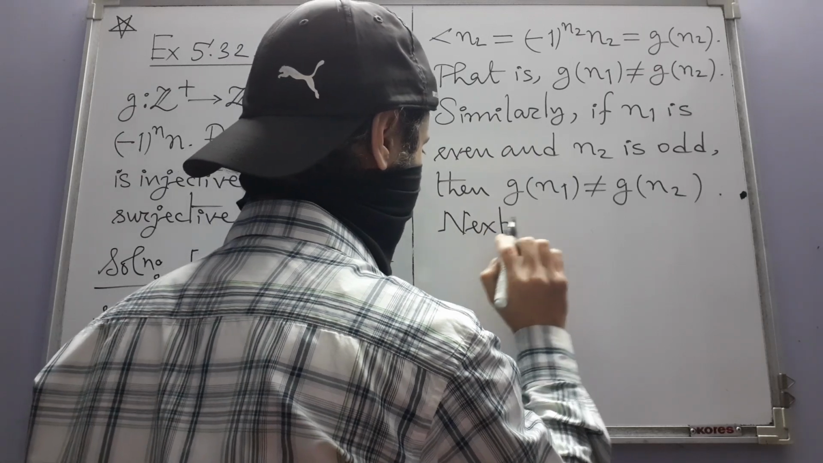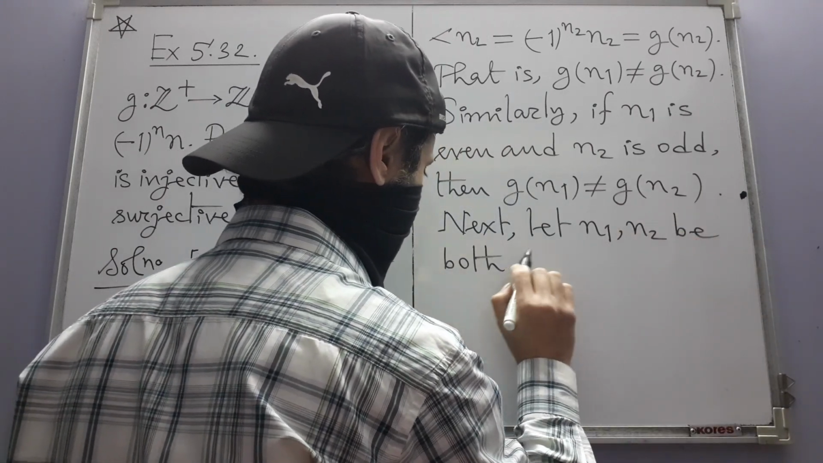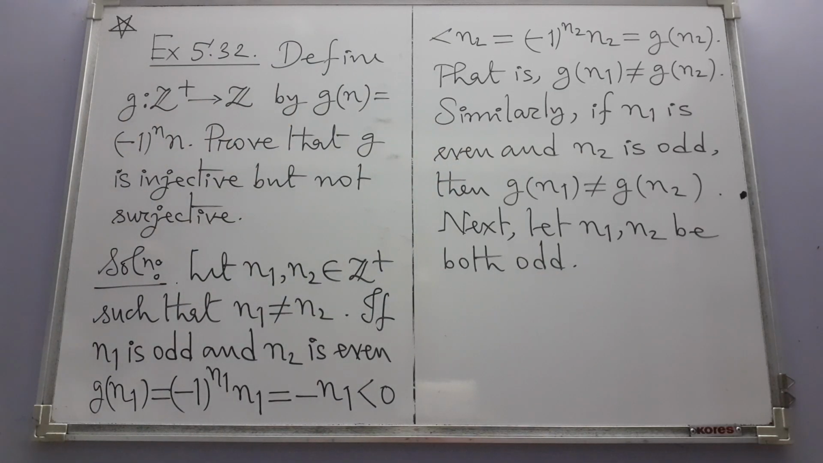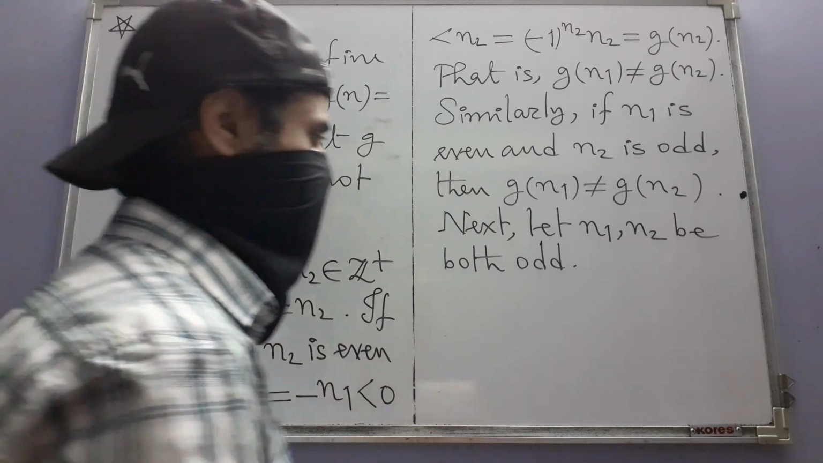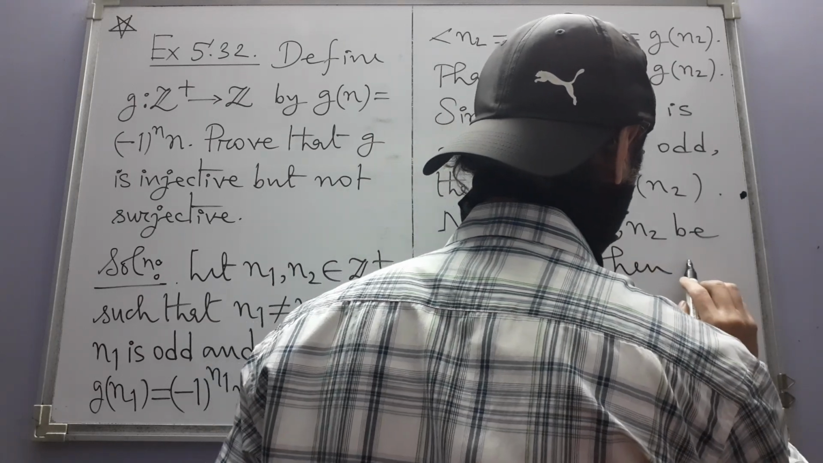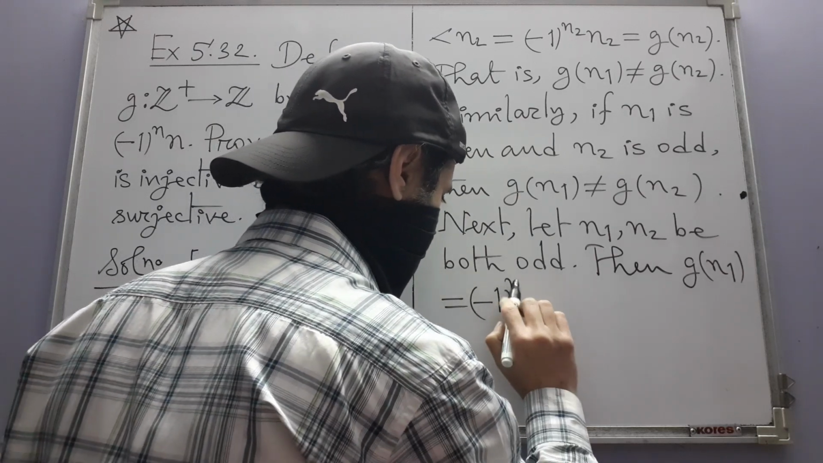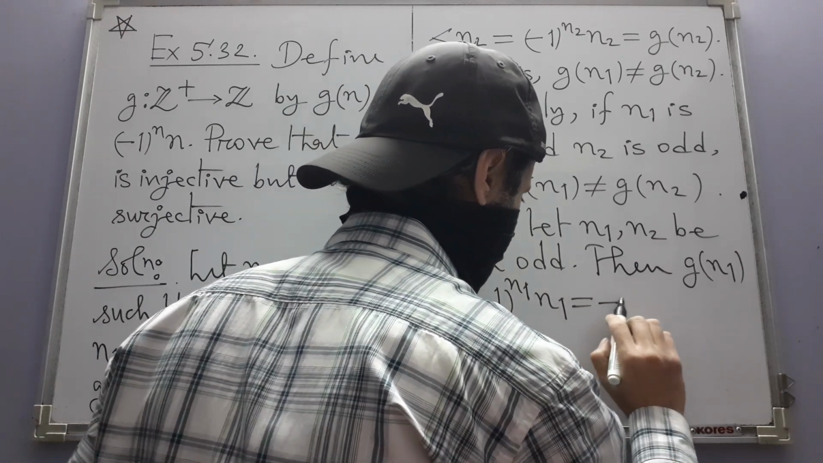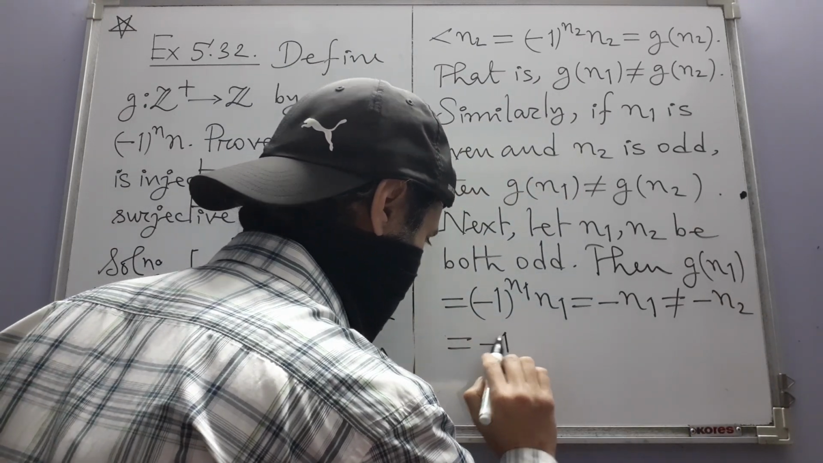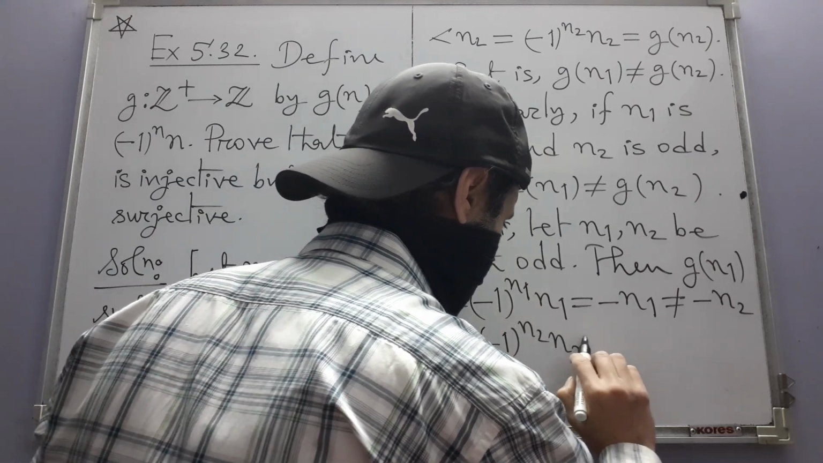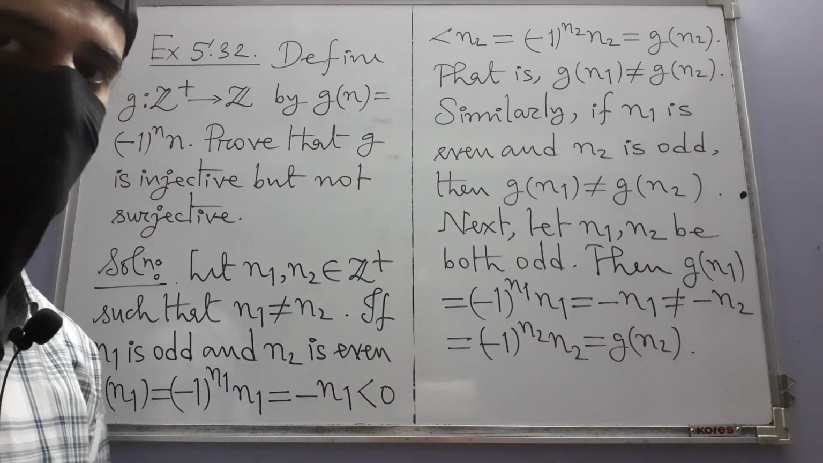Next, let n1 and n2 be both odd. Then, distinctness of n1 and n2 implies that their negatives are also distinct, minus n1 and minus n2. But minus n1 is g of n1 because n1 is odd. And this is different from minus n2, which is also g of n2 because n2 is also odd. So in this third case also, the outputs are different.